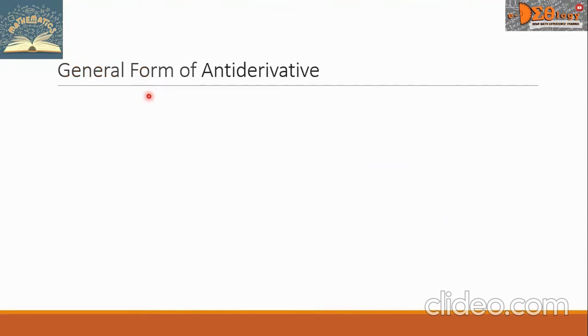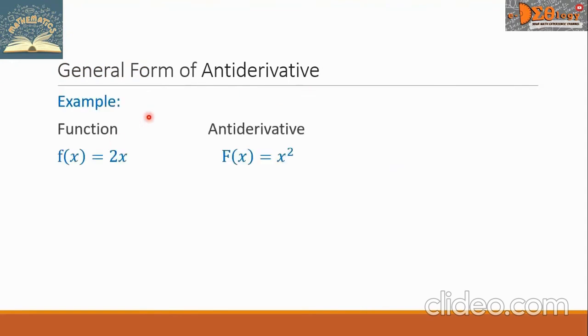Now, let us go to the general form of antiderivative. In our example a while ago, the function small f of x is equal to 2x. And we say that the antiderivative is capital F of x equals x squared, because if we take the derivative of x squared, the answer is 2x. Now, there are other antiderivatives for the function 2x. I will write one example.